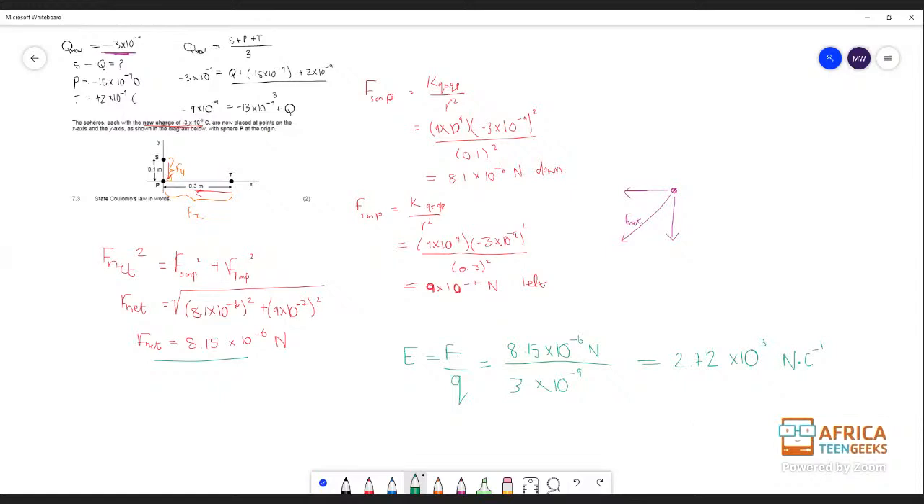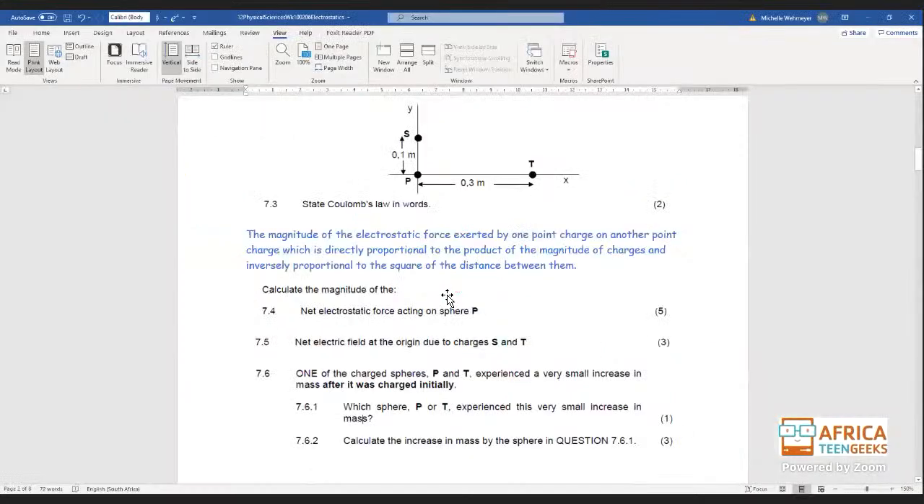Then, so the trickiest part about these questions is actually just trying to figure out what they're asking you. Then question 7.6, they tell you one of the charged spheres, P and T, experienced a very small increase in mass after it was charged initially. Which sphere, P or T, experienced this small increase in mass?